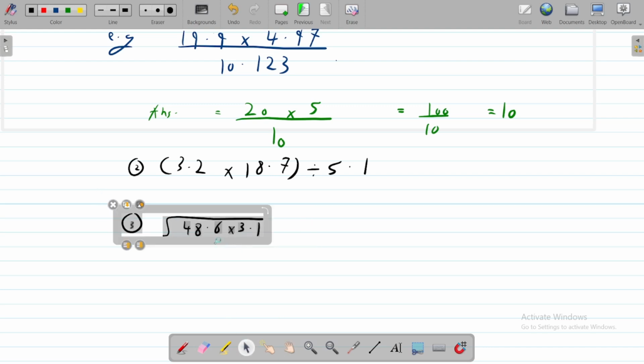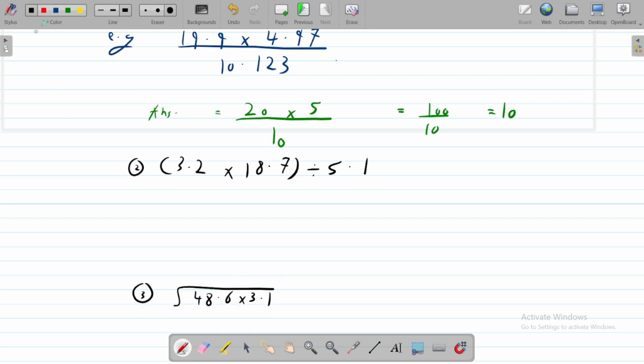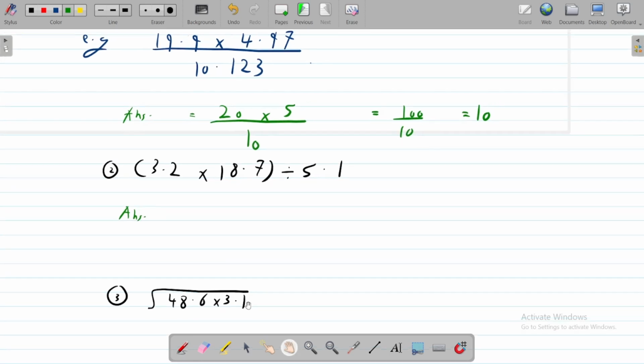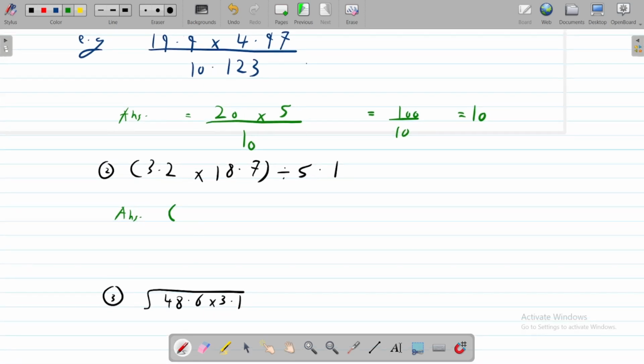Let's take the questions down. Okay, first tell me what were the steps that you did for question 2? To 19, okay. And 5, okay, and after that, what do you get? 57 divided by 5. Okay, then.